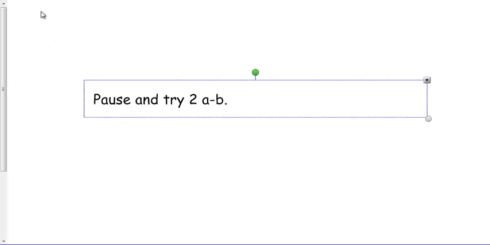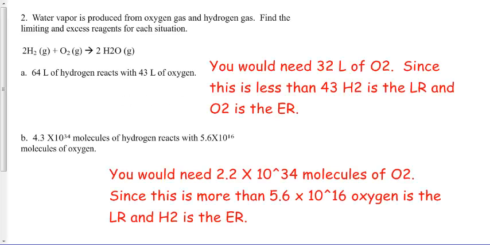I also want you to try 2A and B. I suggest again that you pause, do it for yourself, and then check the answers. In A, you would need 32 liters of oxygen. Since this is less than 43, hydrogen is your limiting reagent and oxygen is the excess reagent.